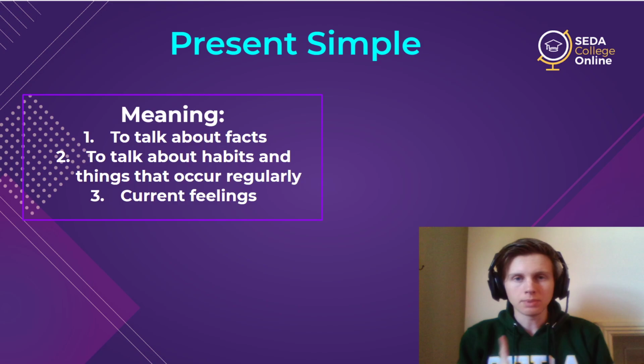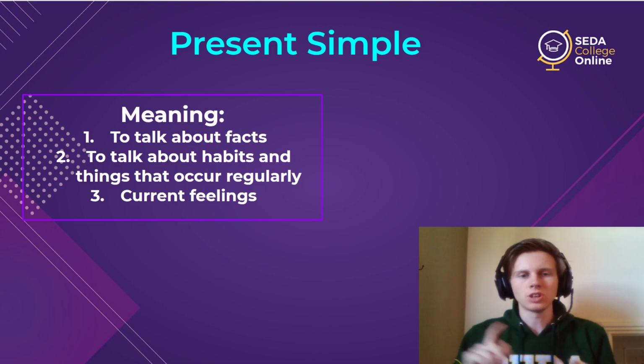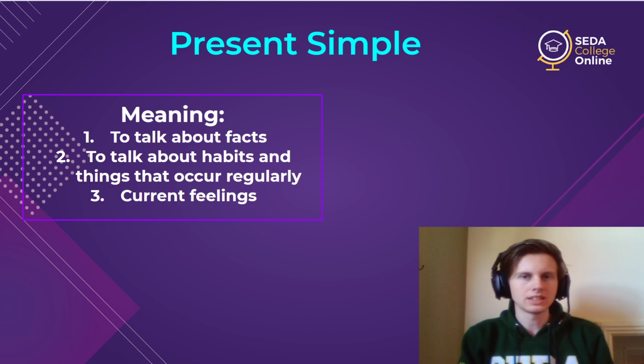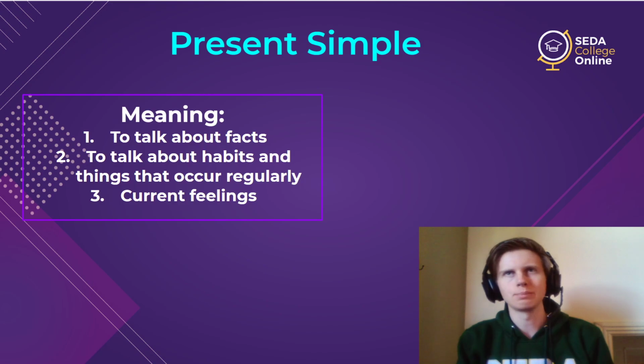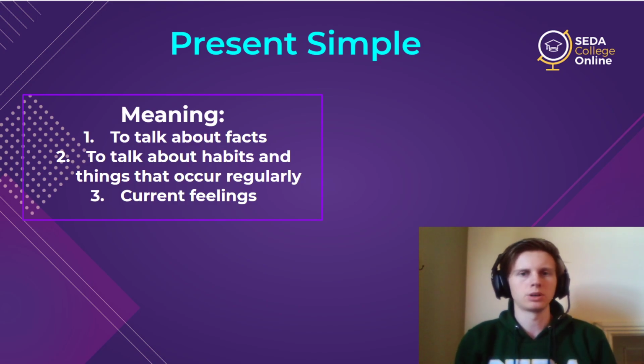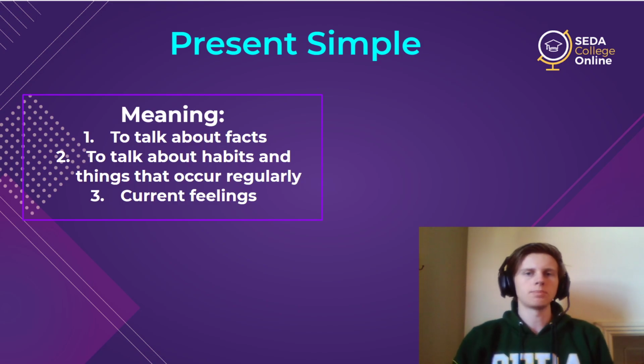We use it to talk about facts. We use it to talk about habits or things that happen regularly. And we use it to talk about things like feelings, personal descriptions, all those kind of things about describing a person. The present tense is all about right now.